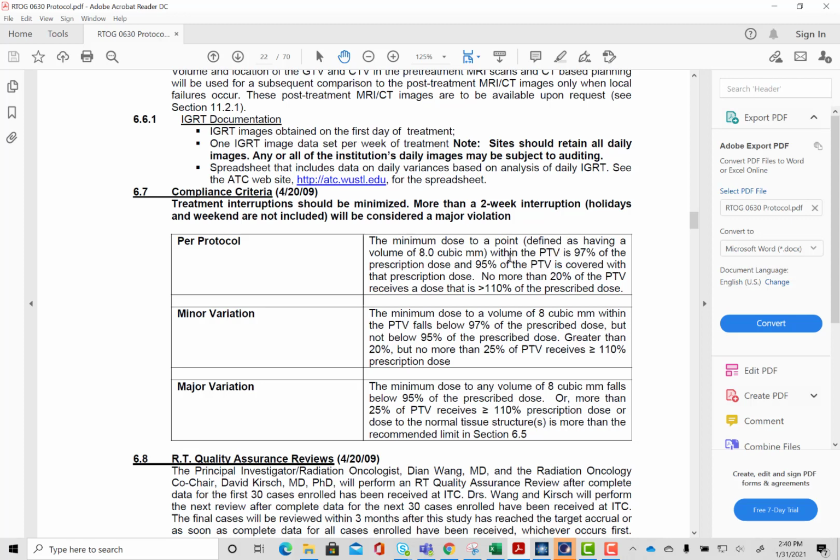So it's not a true min dose in terms of looking at the min dose in Pinnacle or Eclipse, they are giving us a little bit of leeway. Usually it would be 30 cubic millimeters, so 0.03 cc's. That's usually what people consider a point in terms of looking at min doses, but this protocol is a little bit more strict. They look at 8 cubic millimeters, or 0.008 cc's. 95% coverage by our prescription dose of 50 gray, and then no more than 20% of the PTV should receive greater than 110% hotspot. So that's what we're shooting for.